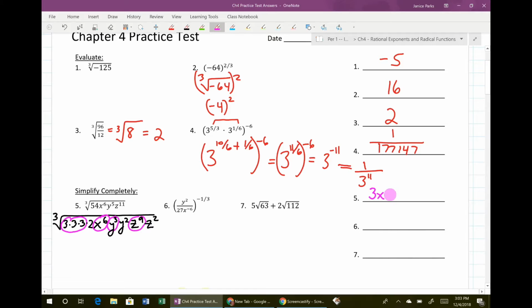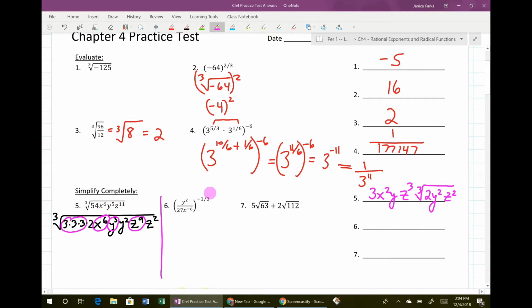We're going to have an x squared come out of the radical. Also, we're going to have a y and a z to the 3rd. And then in the radical, you're going to have a 2y squared z squared. And that is a cube root, so don't forget the 3 there as well.